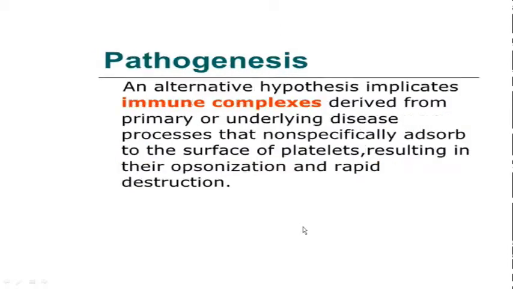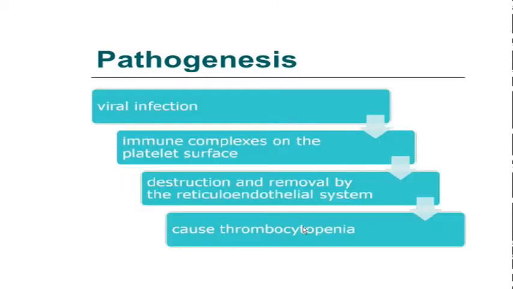Another hypothesis implicates immune complexes deriving from a primary underlying process, which absorb onto the surface of platelets, leading to opsonization and rapid destruction. That can be mostly an alternate pathway or complement mediated. So the pathogenesis hypothesized is viral infection leading to immune complexes on the platelet surface, and destruction and removal by the reticuloendothelial system, the liver and the spleen, subsequently leading to thrombocytopenia.